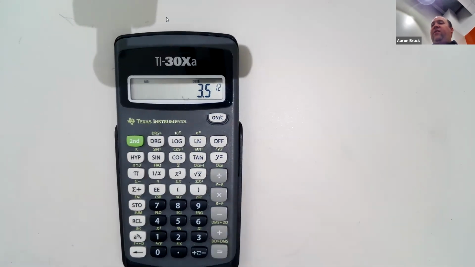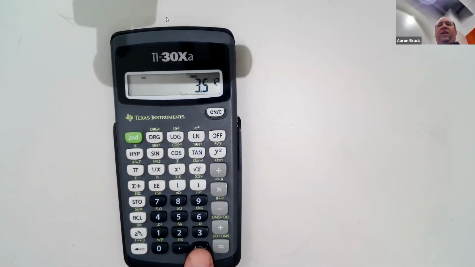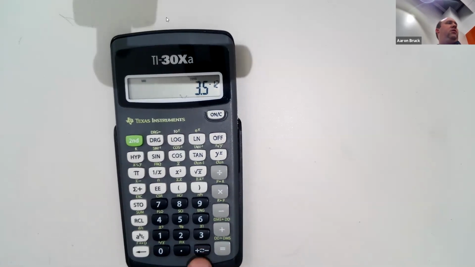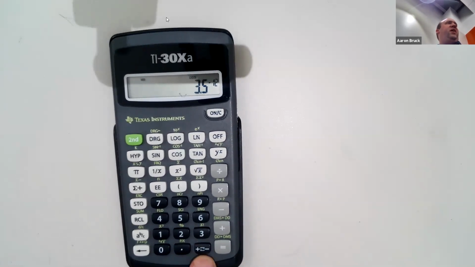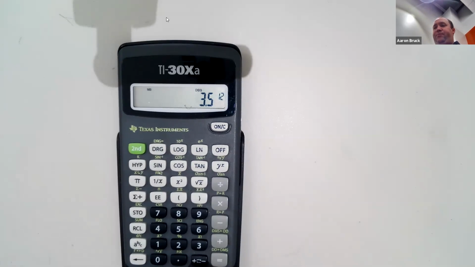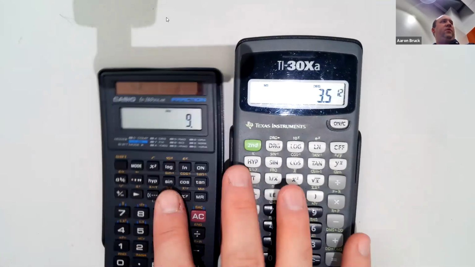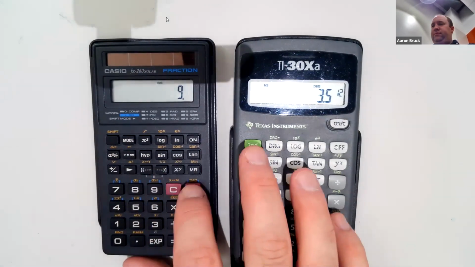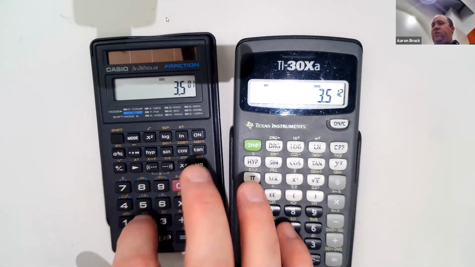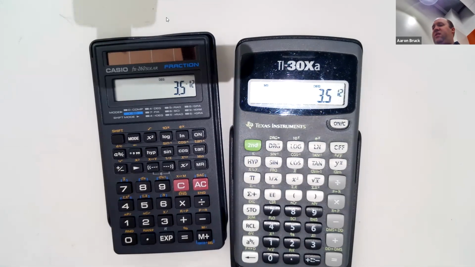If you need to put in a negative exponent, the button that you're going to hit is your plus minus button. That switches it from negative to positive. So if I wanted it to be 3.5 times 10 to the negative 12th, this is the button that I hit there. The same is true for the Casio. 3.5 times 10 to the 12th. If I want negative 12, I just hit my plus minus button. It turns it into negative 12.